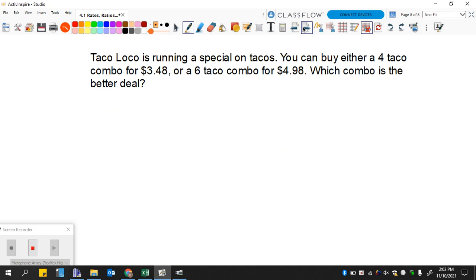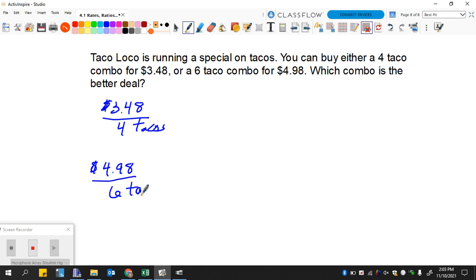All right. So one last example. It says Taco Loco is running a special on tacos. You can either buy a 4 taco combo for $3.48. So that is $3.48 for four tacos. Or you can buy a 6 taco combo for $4.98. So $4.98 for 6 tacos.